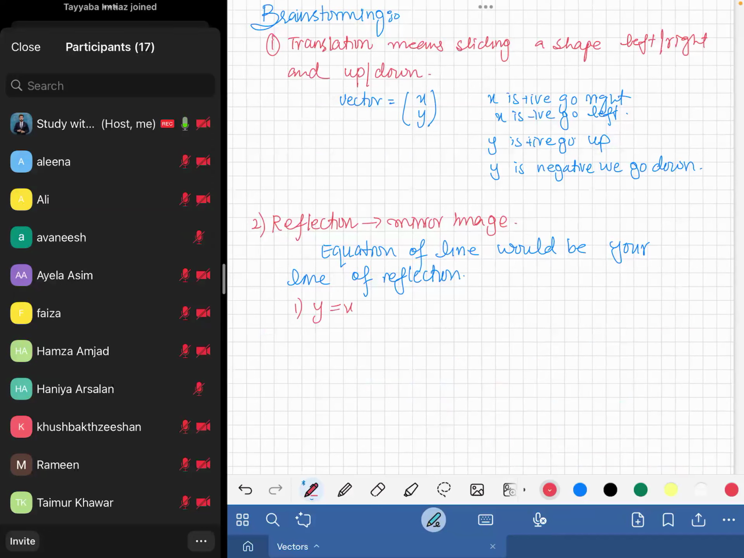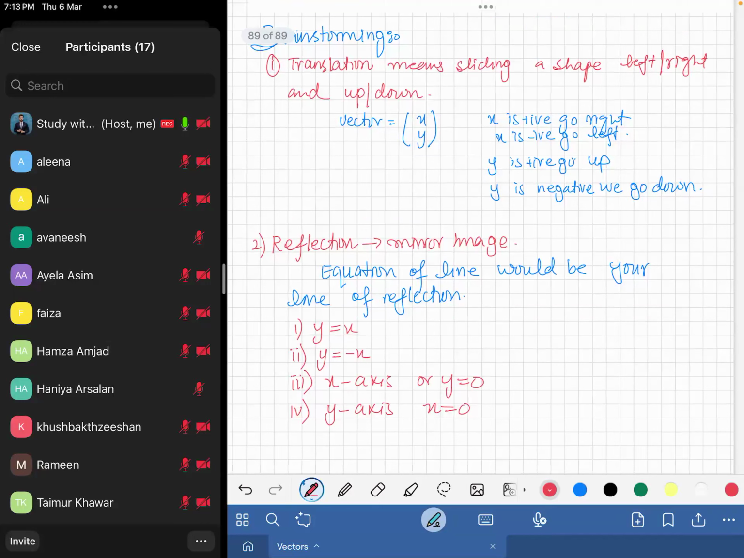What is y equals x? What is y equals negative x? Third, the x axis, which we call y equals 0. And the fourth line, which is very common, is the y axis, which we call x equals 0. These 4 lines are very common for reflecting a particular shape. This is what we studied yesterday.